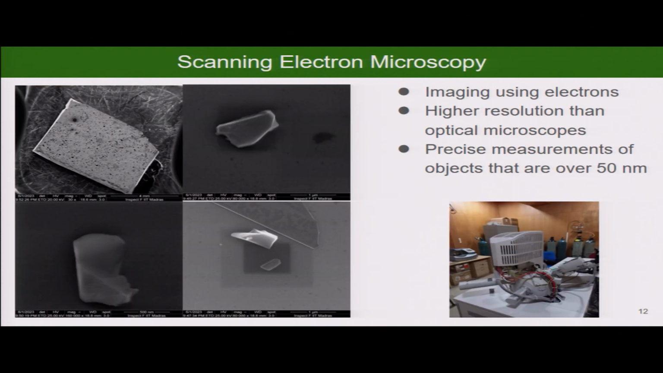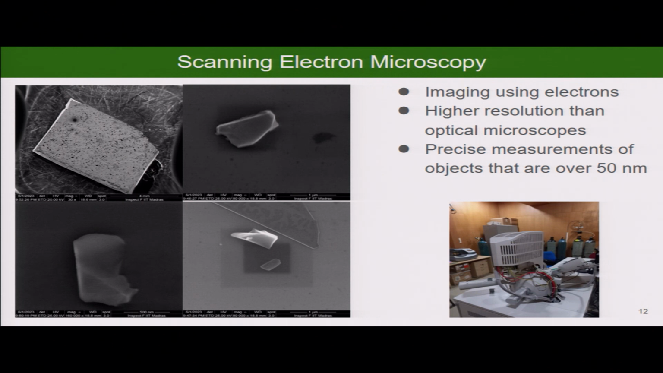Another method we used was scanning electron microscopy. Scanning electron microscopy uses electrons instead of photons for imaging. It has a higher resolution than an optical microscope. You can precisely measure objects that are over 50 nanometers.